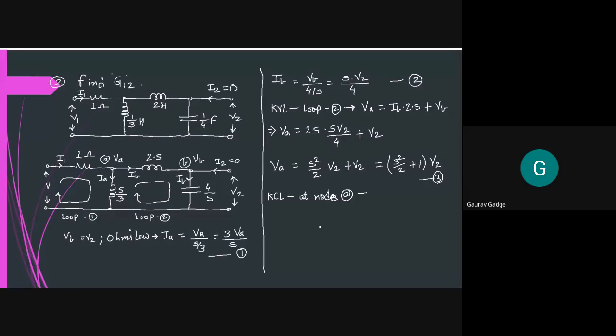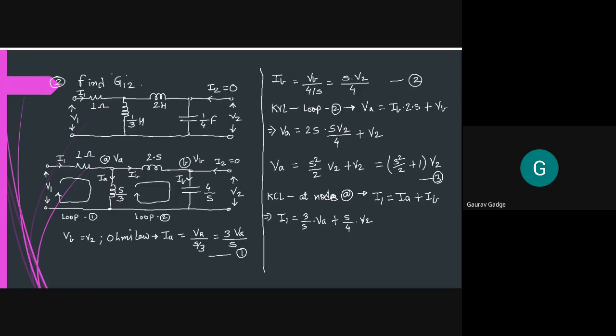So what do you get? Yes, tell me. What will be the KCL of node A? I1 is equal to IA plus IB. Now this implies I1 is equal to IA. The value of IA is 3VA upon S. So I just write 3 by S into VA plus IB, which is S by 4 into V2.